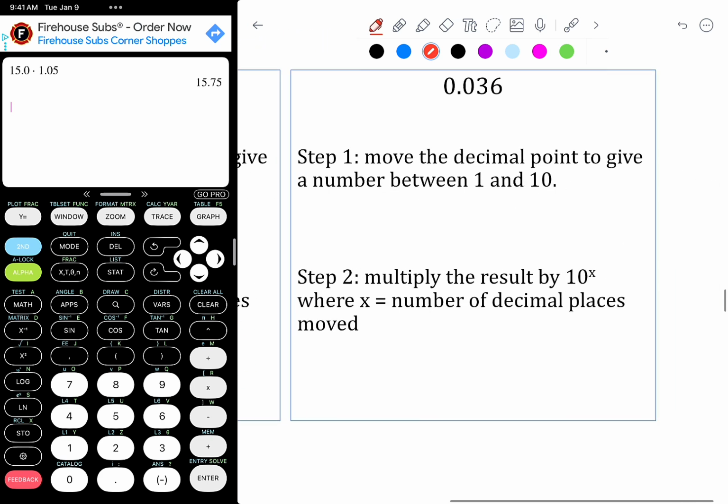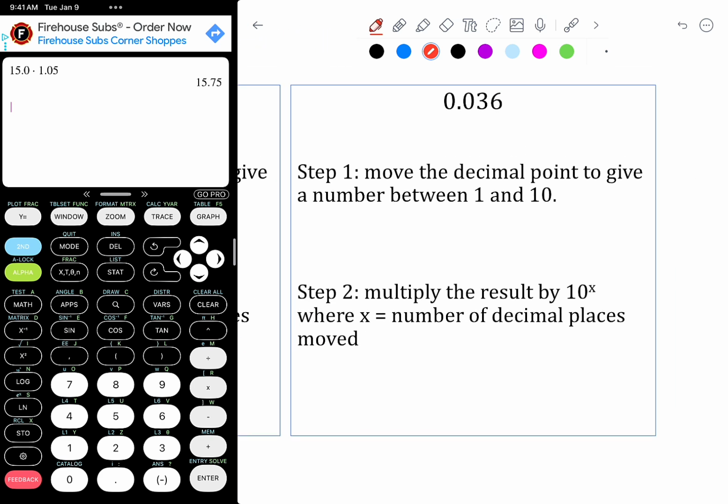Let's do another one. So I have 0.036. So I already have my decimal place in there. So I'm going to move my decimal place now to the right, because if I moved it to the left, I get 0.0036, which is even smaller than the number I had originally, which was already less than 1. So we're going to move this one place to the right. That gives me 0.36. That's still less than 1. We're going to move it a second time, and we're going to get 3.6. That is a number between 1 and 10.